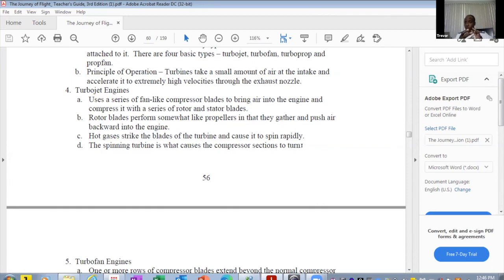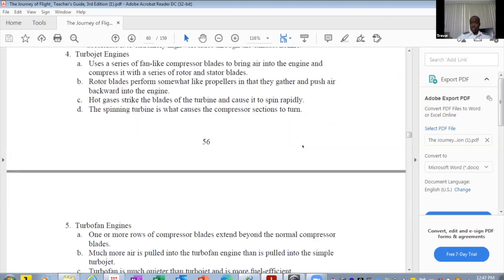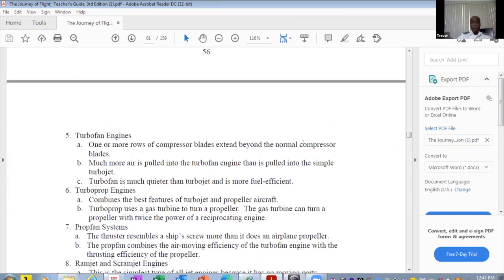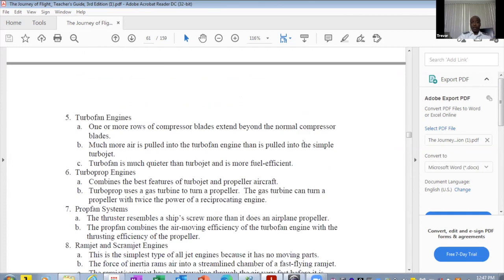that explosion or that hot air when it's exploded, and it creates a force, a high thrust, and that is what causes the jet to move fast in the air, because as it exhausts those hot air, it is pushing the airplane forward. So those hot gases strike the blades of the turbine and cause it to spin rapidly. And when it spins, what the turbine causes the compressor section to do is to compress those hot air with those blades, and then it creates that thrust, which causes the airplane to move forward.